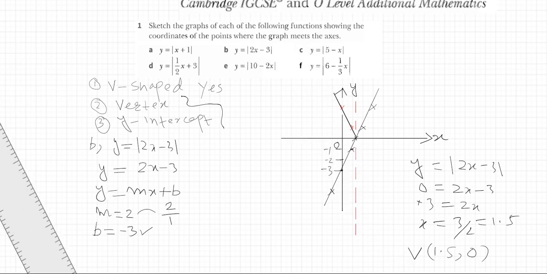Hope you understand. So finally we have to write vertex 1.5, 0, and y-intercept is 3.